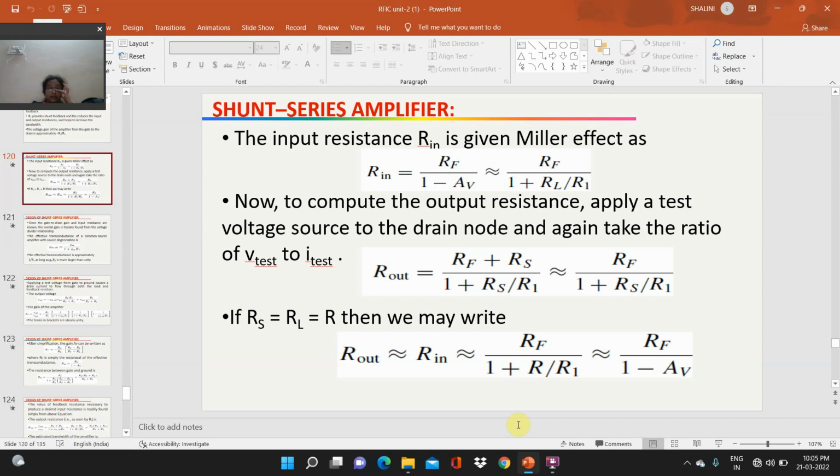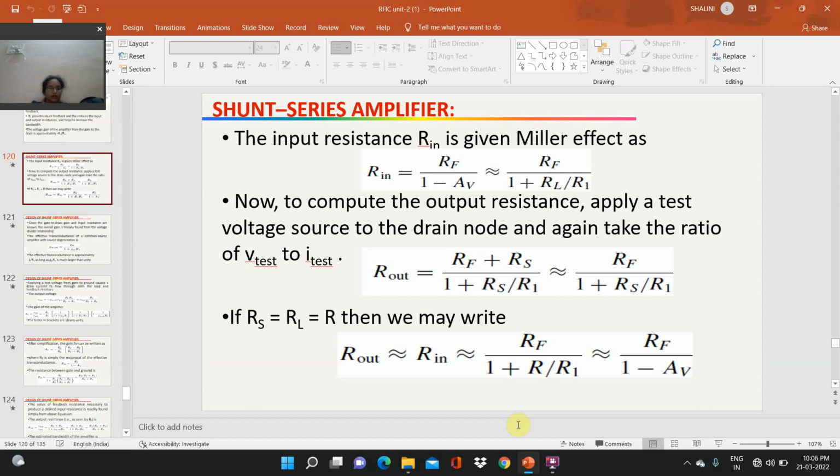The input resistance Rin is given by the Miller effect as Rin is equal to Rf by (1 minus Av), that is approximately equal to Rf by (1 plus RL by R1). Now to compute the output resistance, apply a test voltage source to the drain node and again take the ratio of Vtest to Itest. Rout is equal to (Rf plus Rs) by (1 plus Rs by R1), which is approximately equal to Rf by (1 plus Rs by R1).